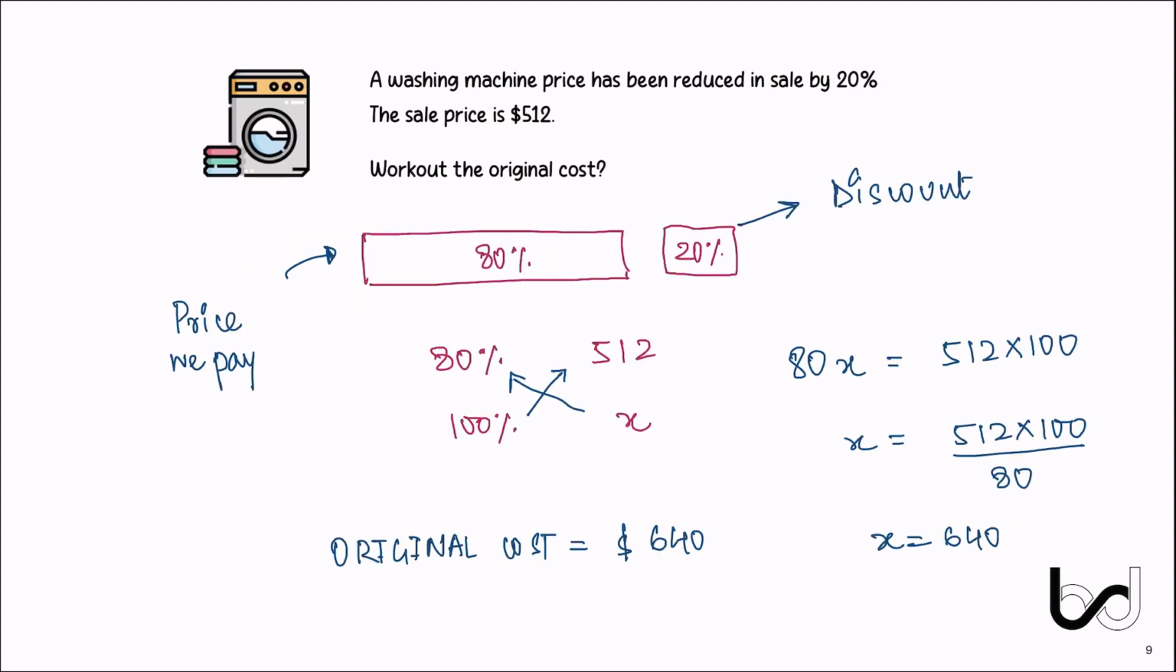Now over here, you see the washing machine price has been reduced in a sale by 20%. The sale price is $512. Now you know there is a discount of 20%, so what we paid is 80%. So 80% is equal to $512. We need to figure out 100%. Now again cross multiply: 80 times X is equal to 512 times 100. So X is equal to 512 times 100 divided by 80. So the original price of the washing machine was $640.